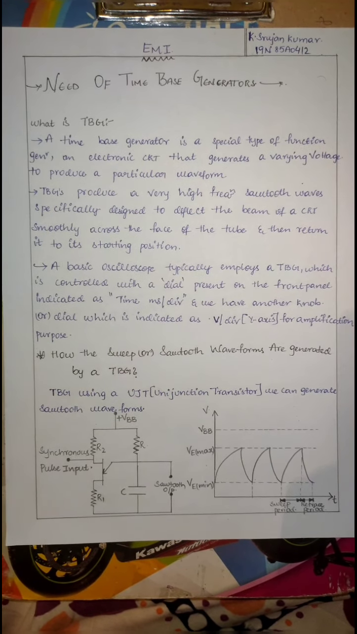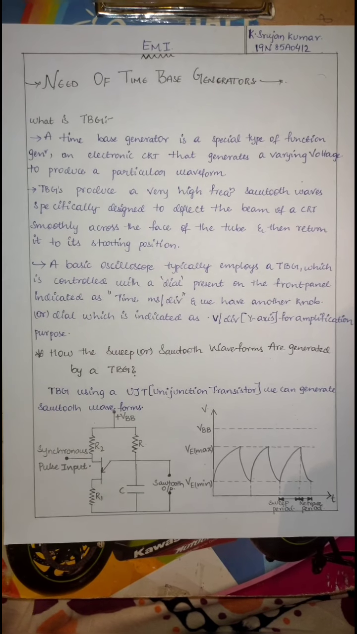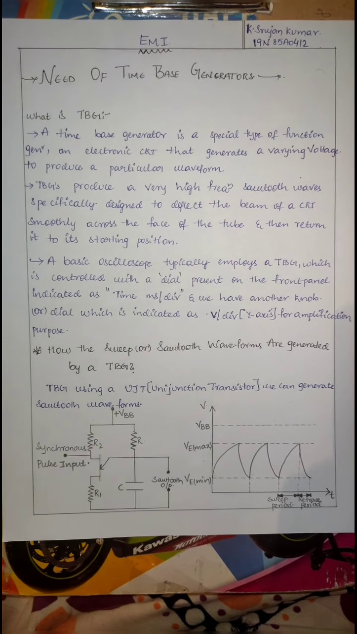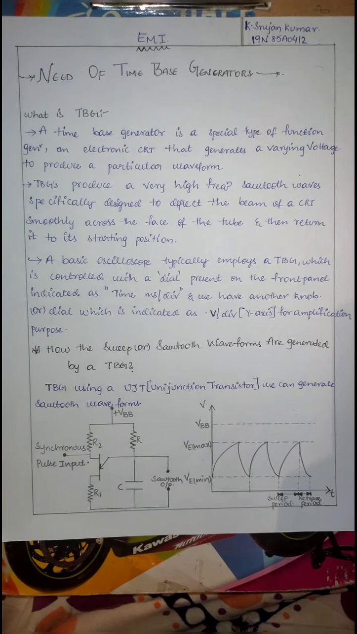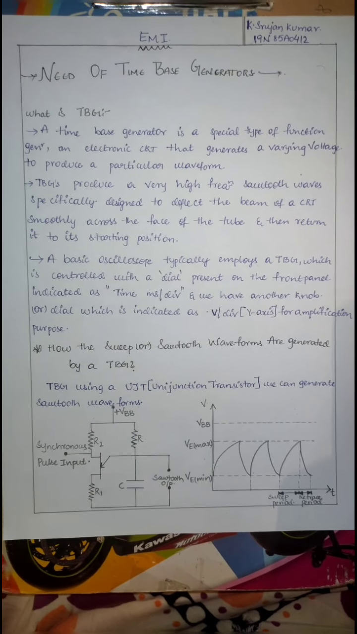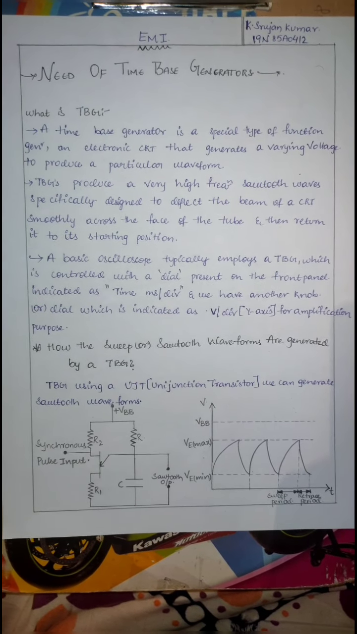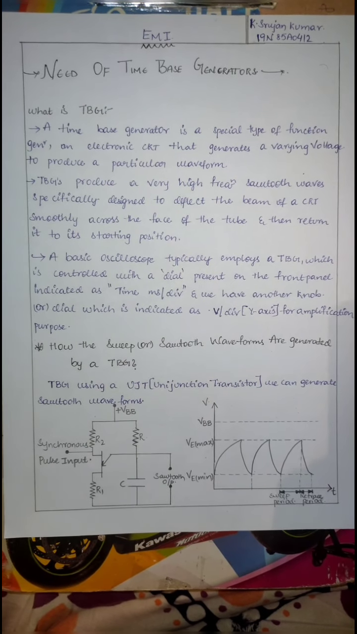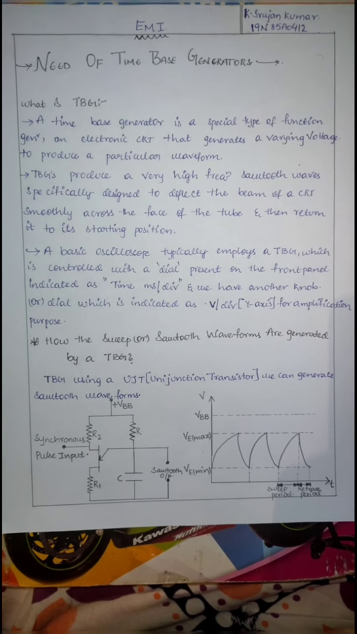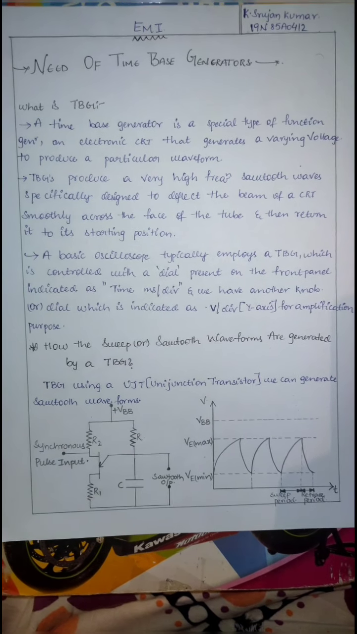Today I'm going to explain the need of a time-based generator in a CRO, which is a cathode ray oscilloscope: why it is needed, how it is generated, and what kind of waveform it is going to generate on the output screen of a CRO, which is basically made of a phosphorus. And let's come to the topic.